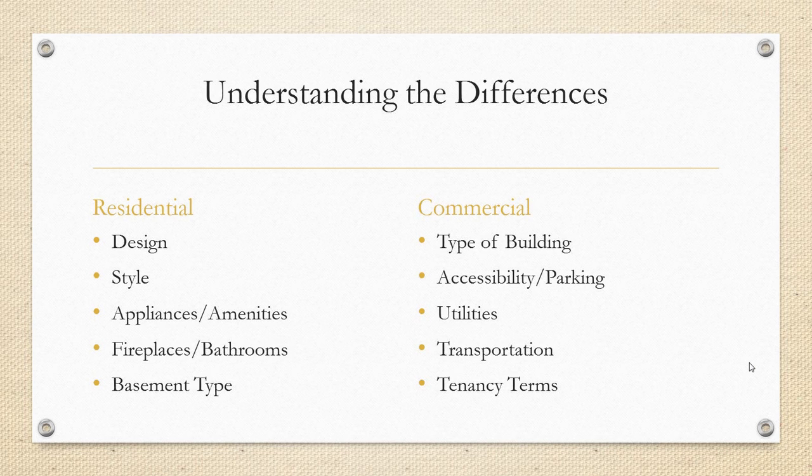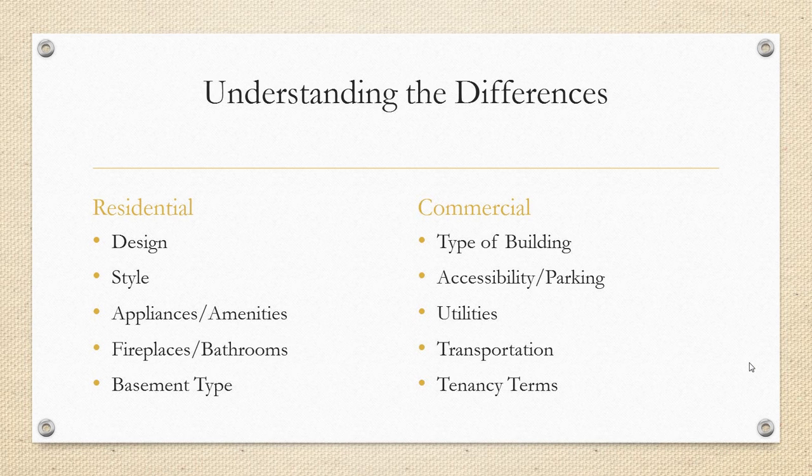We're going to understand the differences here. If you're listing a residential property, we look towards design, style, maybe the appliances and the amenities, the fireplaces and the bathrooms, and the basement types. In the commercial building, you may have fireplaces too, but we look towards the same kind of things.